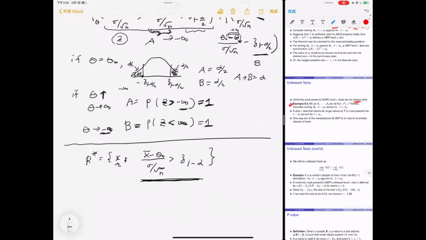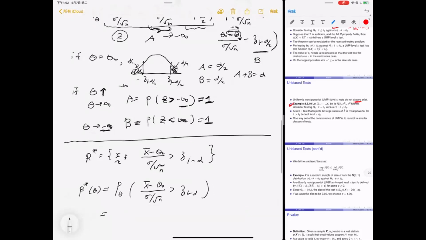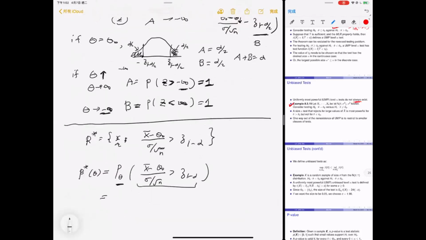Okay? So again, if I give you any test, you should be able to draw the power function of the test. Making sense? So I give a test. Then let's do that, right? Probability of theta, and then x bar minus theta 0 bigger than 1 minus alpha right here. Again, over theta, the rejection region is my power function.